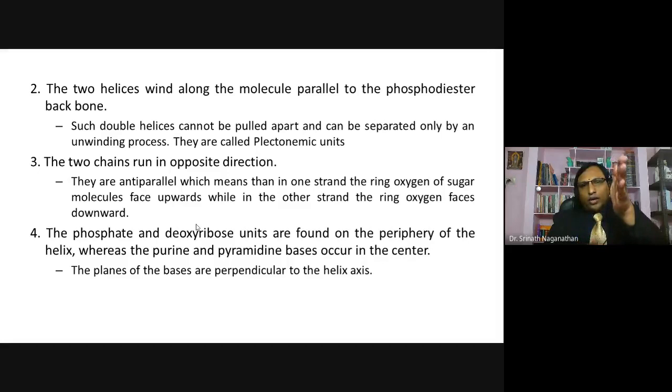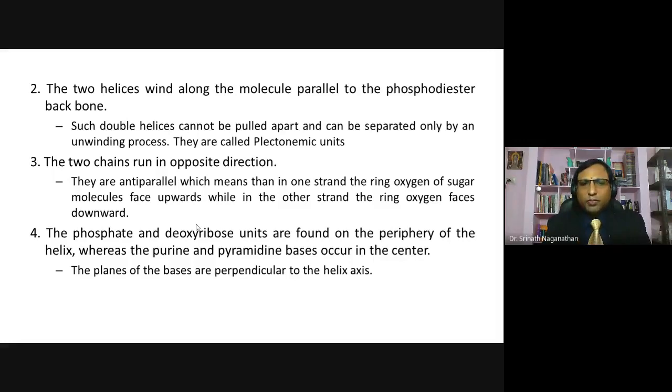As I said, one is in the 3' to 5' direction, and the other is in the 5' to 3' direction. So it is like an opposite, anti-parallel direction, which means that in one strand, the ring oxygen of the deoxyribose is facing downward. In the other one, it is facing upwards.